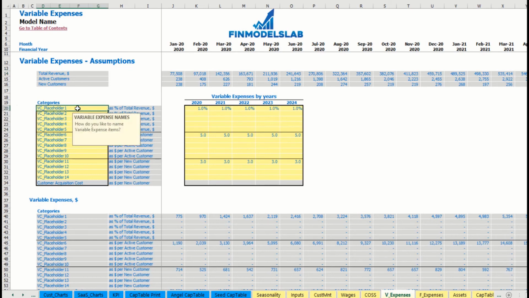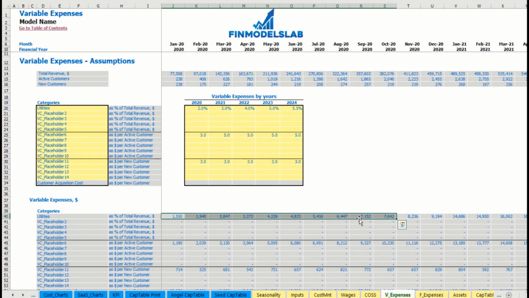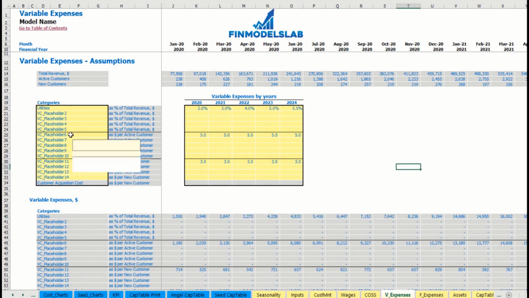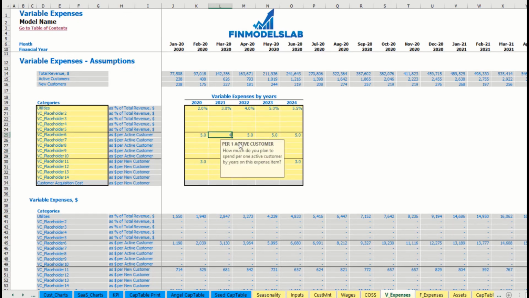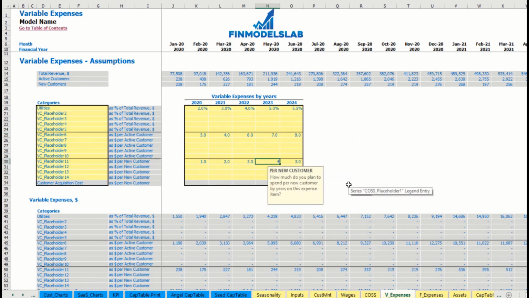So now you can input the names of categories, for example utilities. You can input a percentage of revenue, 2%, 3, 4, 5, 5.5 by years. Below you may see the calculation of this line item by months, and additionally in the same way you can input your variable expense as a dollar per active customer, 5, 4, 6, 7, 8, and as a dollar per new customer, 1, 2, 3, 4, 5.